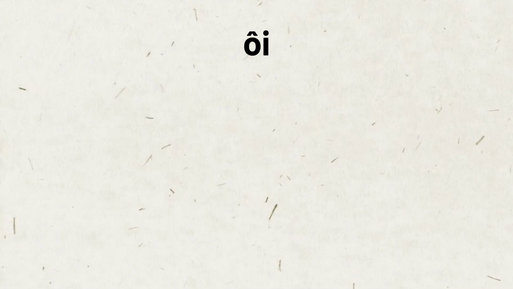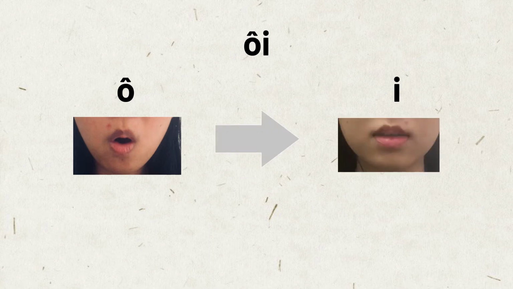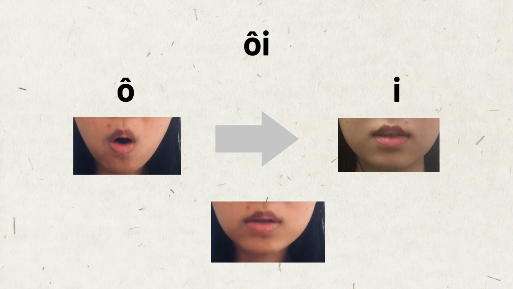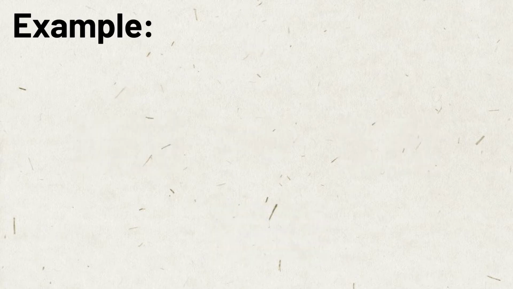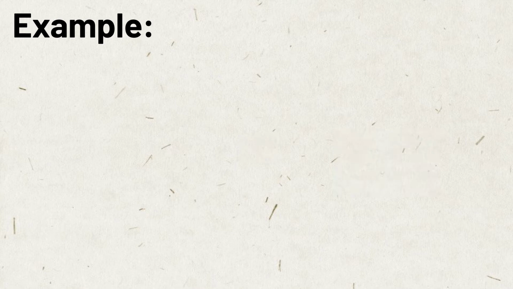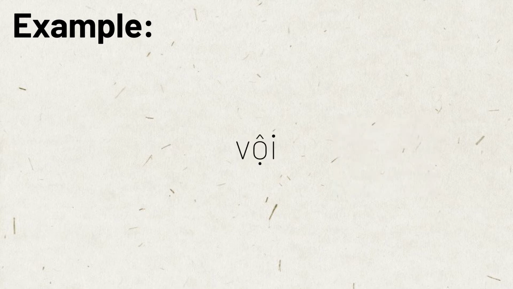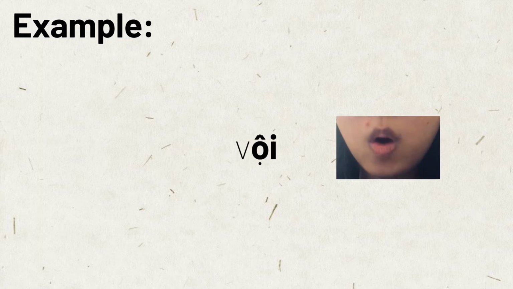To make ôi, you first make ô by rounding your lips like this, and then move your mouth to the position of the vowel E. Ôi. Here are some examples. Ôi, tôi. Ôi, xôi. Ôi, vội.